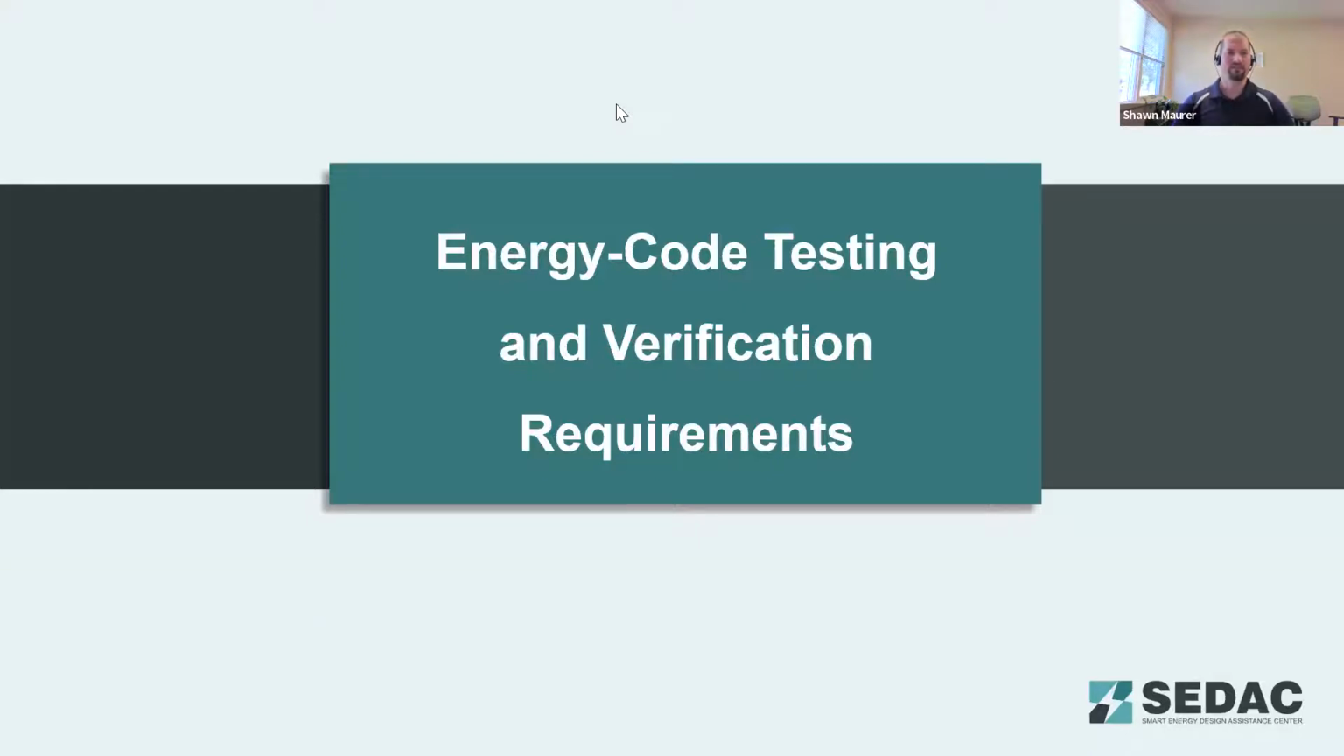So it looks like most people picked up ASTM E779 as the commercial testing standard for the 2018 IECC. If you do that optional pressure testing for commercial buildings, that is the standard that is currently required and the only one accepted. In the 2021, all three of those will be available for commercial buildings as well.